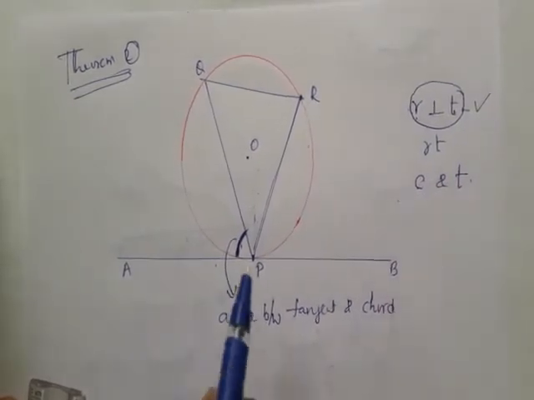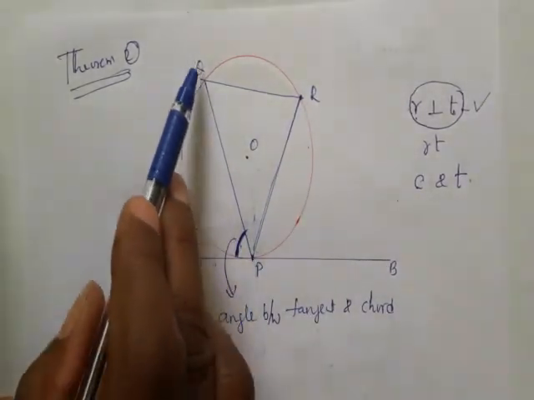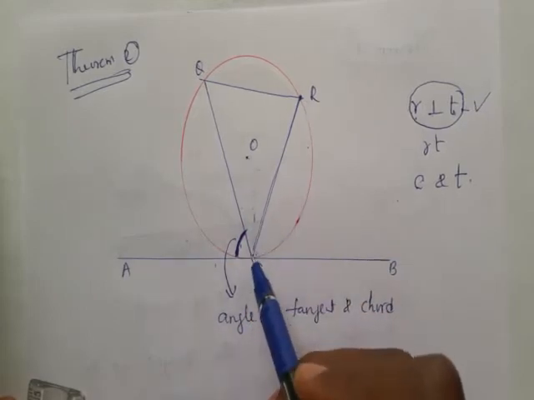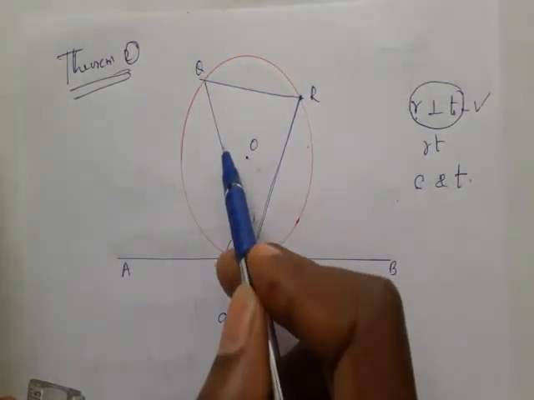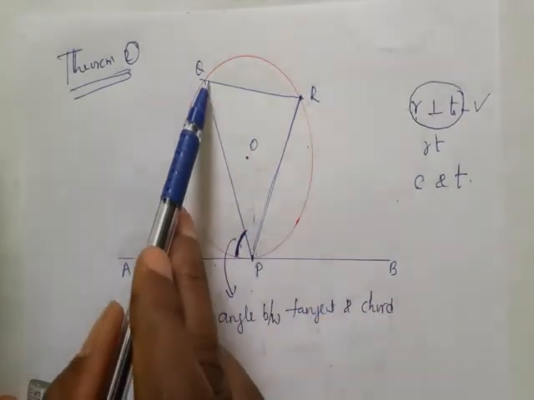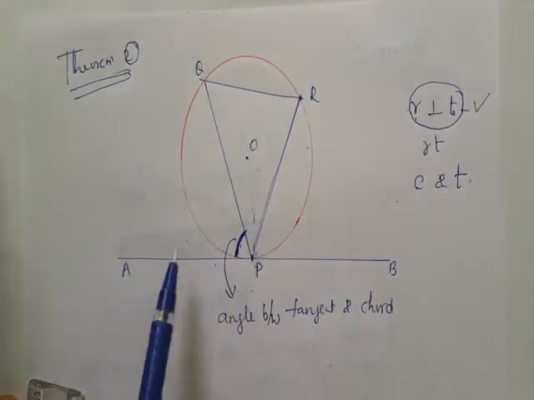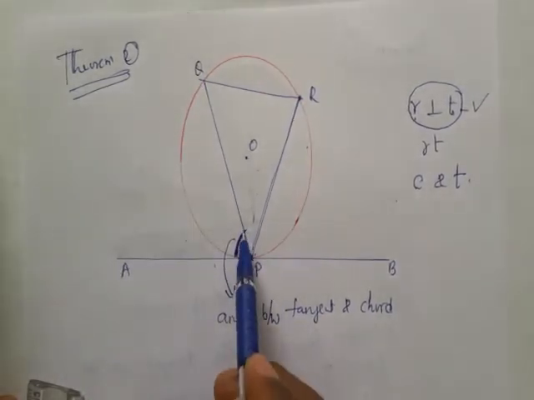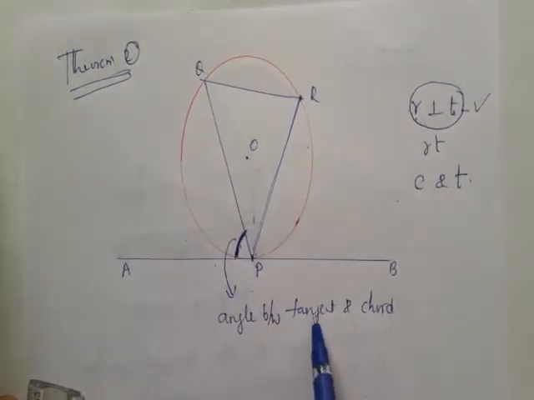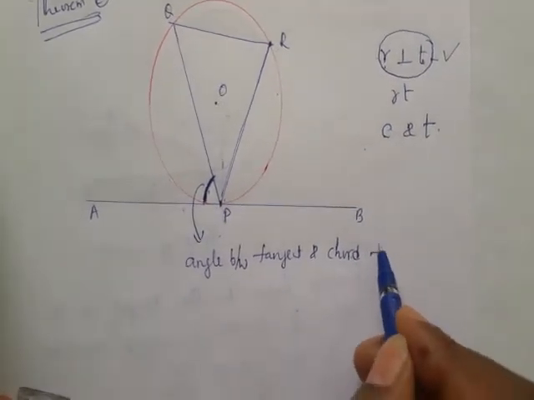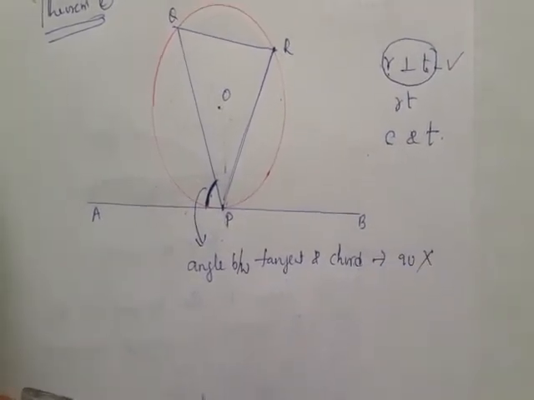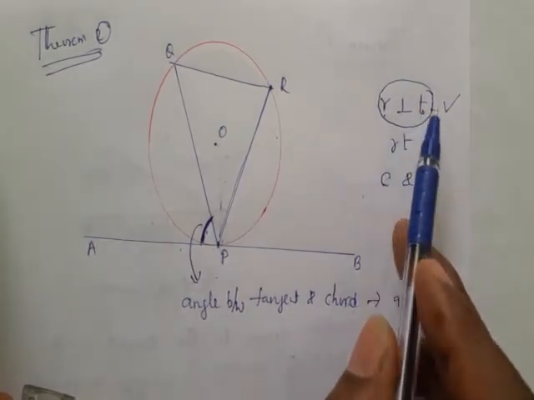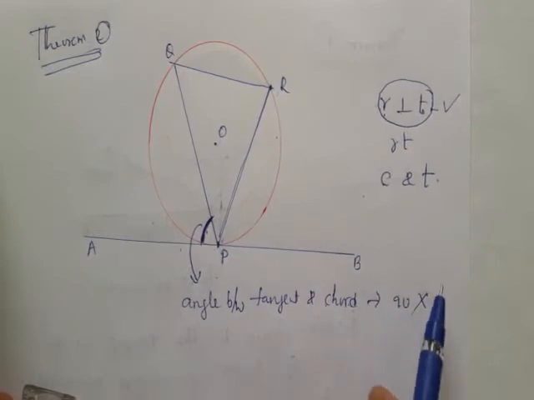Now chord and tangent. Look, PQ is what? PQ is a chord. When I join OP it becomes a radius, but PQ is not a radius, PQ is not a diameter either, PQ is just a chord. AP is a tangent. So this angle is an angle between tangent and chord. This angle is not equal to 90 degrees, because when radius and tangent meet it is 90 degrees, but when chord and tangent meet, it is not 90 degrees.